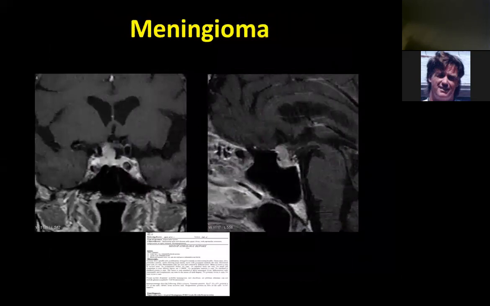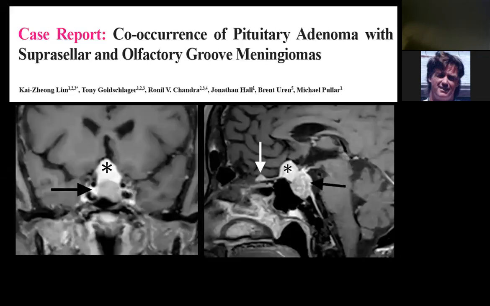Again, this is confirmed to be meningioma. And sometimes you have both. You have the pituitary and the meningioma together. So there is an association. Pituitary adenoma associated with meningiomas, pituitary adenoma associated with aneurysms.